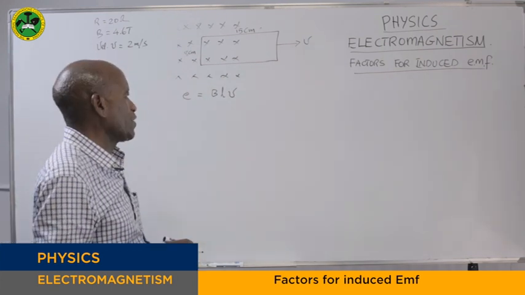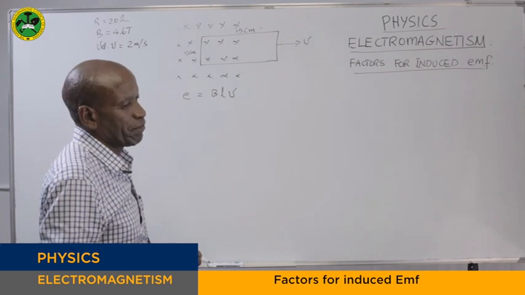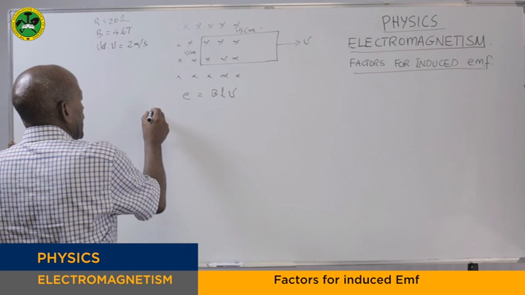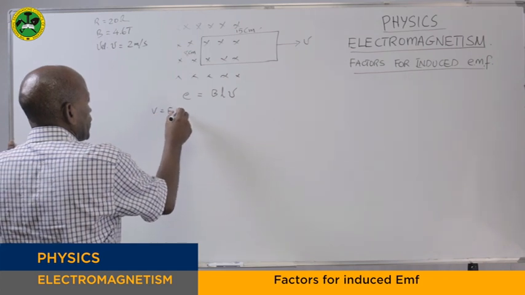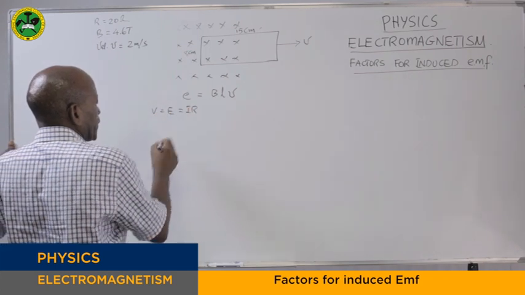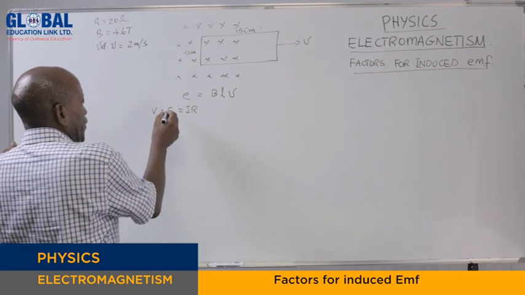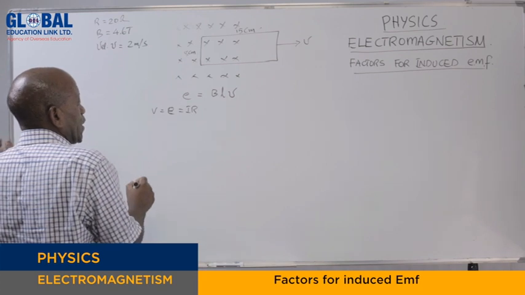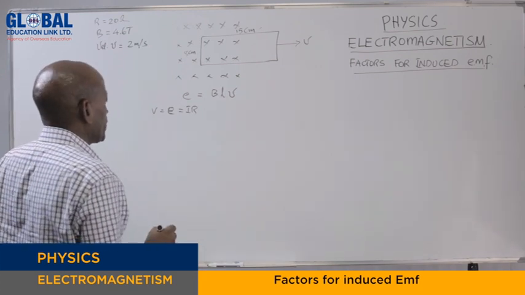The induced EMF E is just equal to B times L times V. But from Ohm's law, we all know that V, which is equal to the induced EMF, will be equal to IR.